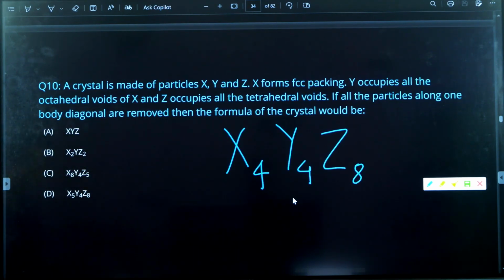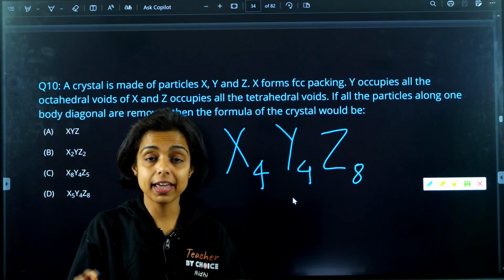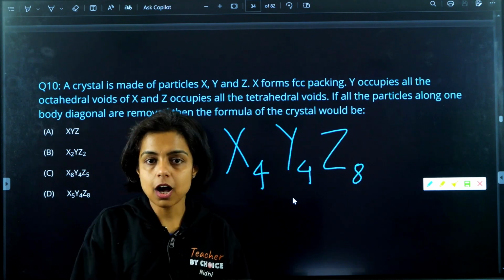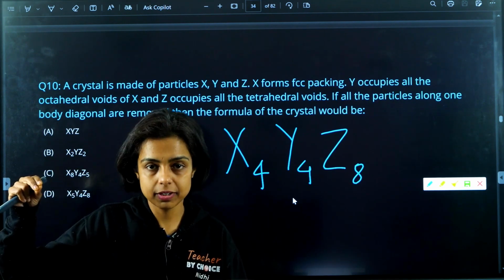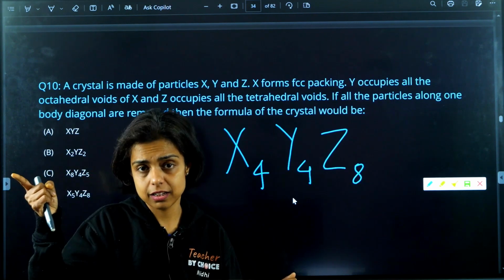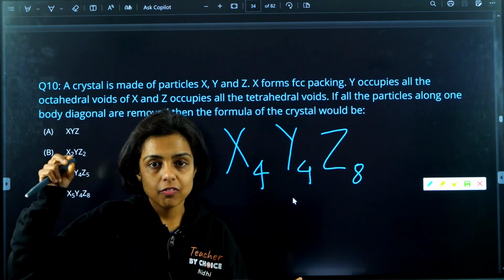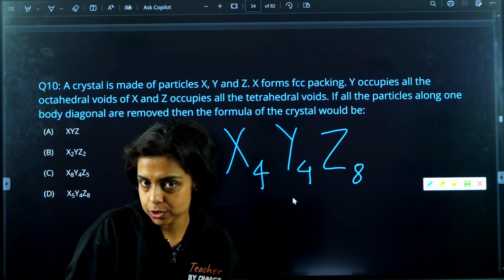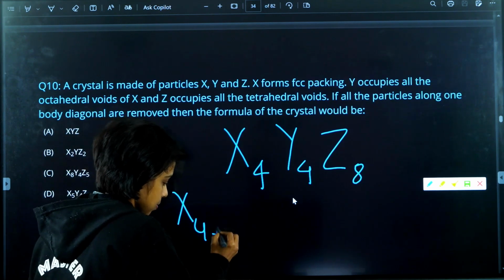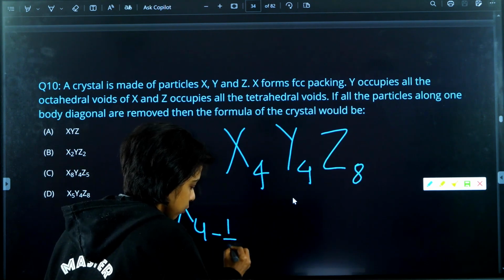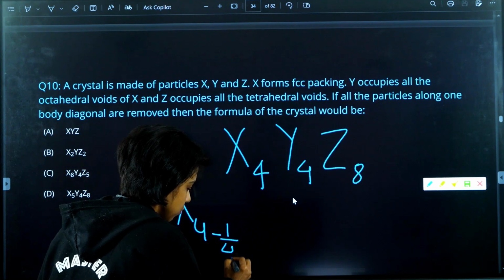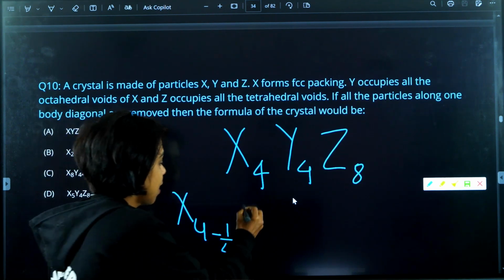If all the particles along one diagonal are removed, then for X, how many particles? 2 corner particles are being removed, right? And each corner particle is shared by 8 unit cells. That means one corner atom contributes 1 by 8 to the unit cell. So 2 X are being removed. 2 into 1 by 8, that is 1 by 4. Right? Got it, guys? Yes. Now Y.